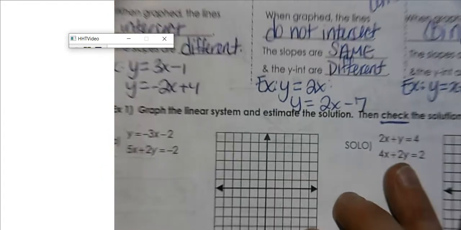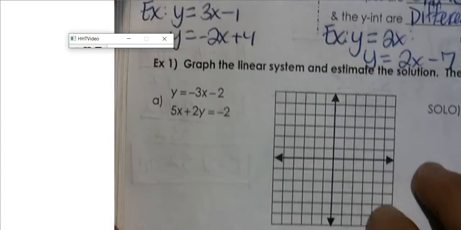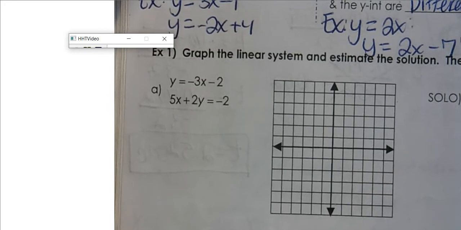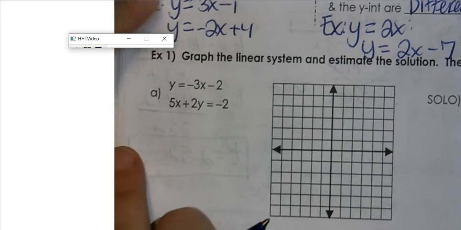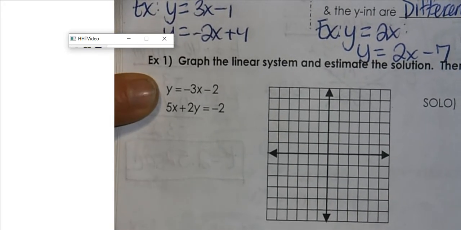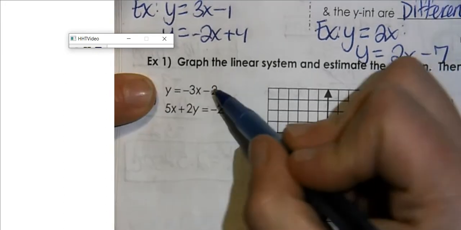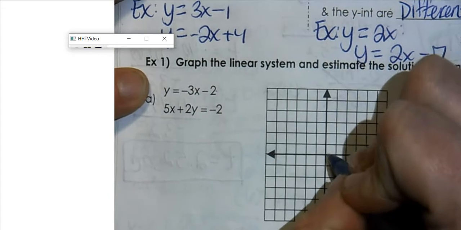So looking at letter A, what we do when it comes to graphing these types of equations is we graph them independently. Looking at my very first equation, I have y is equal to negative 3x minus 2. So my y-intercept is at negative 2, 0, negative 2.